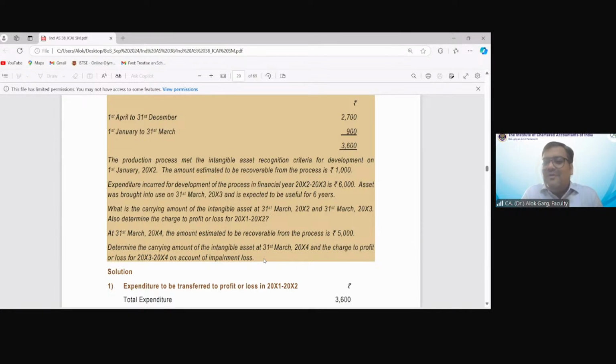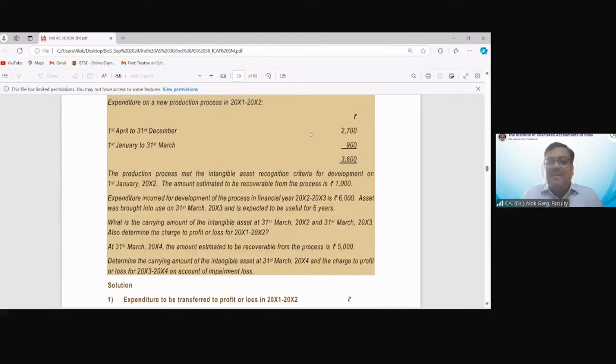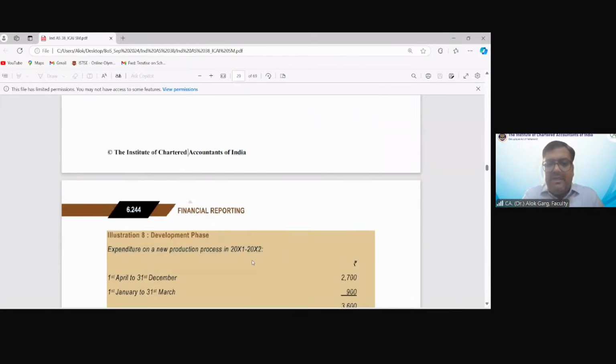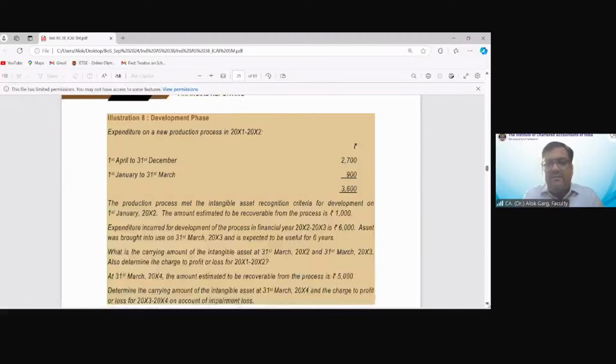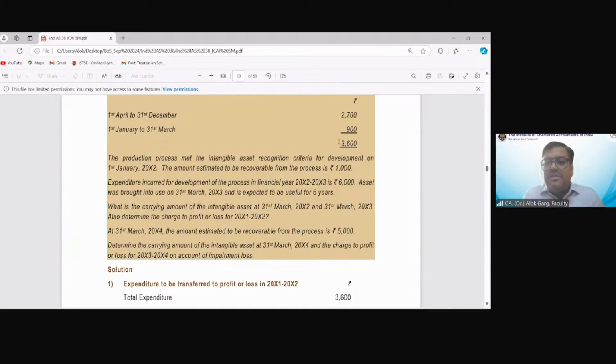Yes. Lot of years are there, lot of data is there, right? I am totally confused. So let me read this question again. Okay. Expenditure on new production process in 2001-2 means the entire story starts from the year 2001-2. 1st April to 31st December is given and 1st January to 31st March is also given. Okay. The total cost is 3,600 in first year 1-2. The production process met the intangible asset recognition criteria for development on 1st January.